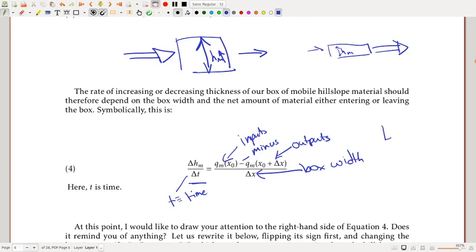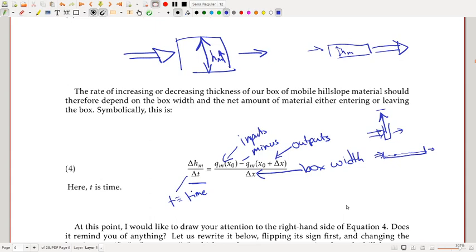Right, and so if it's a super narrow box, a little difference in inputs versus outputs is going to cause a very large change in the height, whereas if it's a very wide box, that same little difference in inputs versus outputs is going to cause just an itty bitty little change, because it has to be spread over that whole wide width. So hopefully that makes sense.